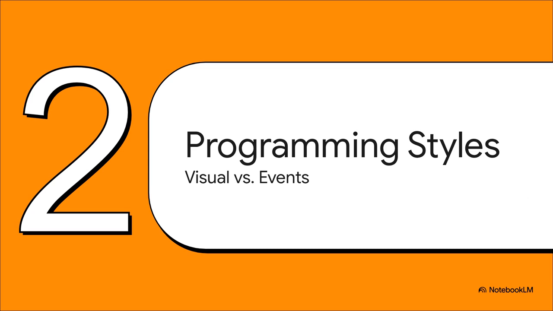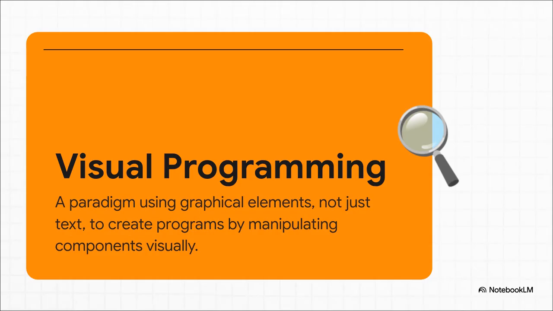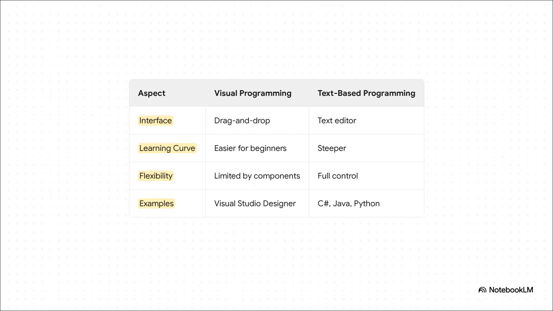Okay, part two, programming styles. So, the foundation is poured. Now it's time to look at the blueprints, the different ways you can actually design how your app is going to work. So one approach is something called visual programming. The best way to think about this is like digital Legos. Instead of writing every single thing out as text, you build your user interface by literally dragging and dropping components. If you've ever moved a button onto a form in a design tool, well, that's exactly it. You're building by seeing.